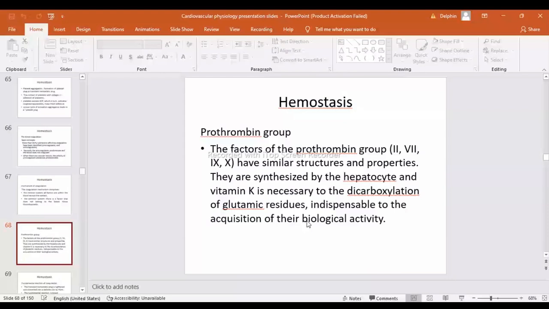Here, as you see, without vitamin K, this coagulation cannot occur because factor 2, factor 7, factor 9 and 10 are inactive. Here it is the role of vitamin K in this process of coagulation. Even in the hospital, we give vitamin K to treat some coagulation disorder.